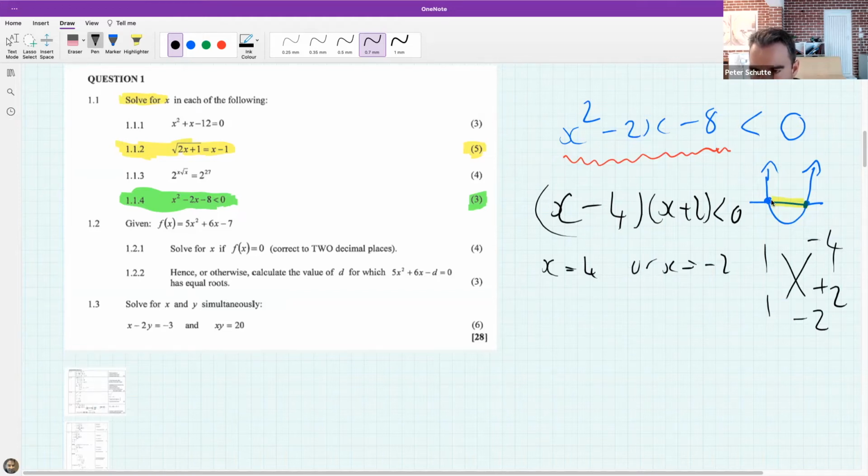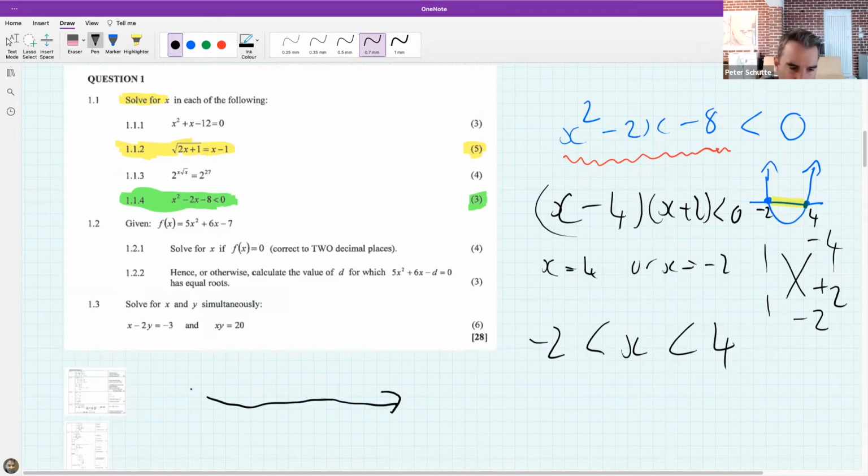And the answer is going to be basically where it's greater than 0, and it's actually going to be empty. It's not going to be solid. And so your answer is going to be, x is going to be greater than minus 2 and less than 4. Basically, your zero values are going to be here and here. That's the one method we use to do it.